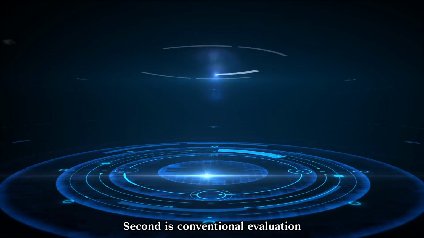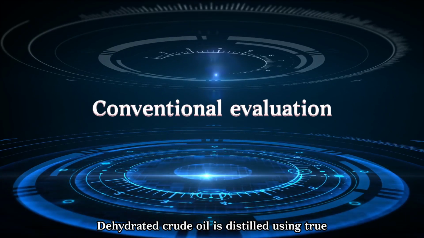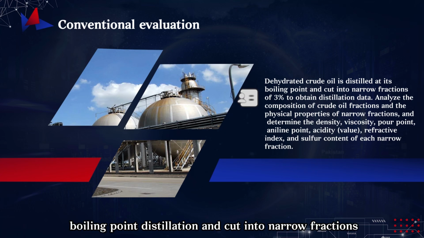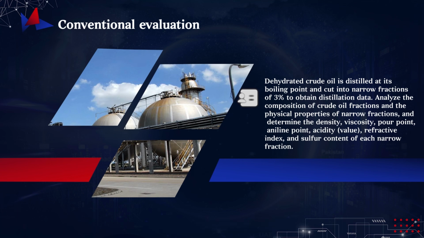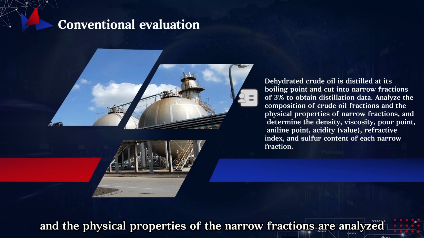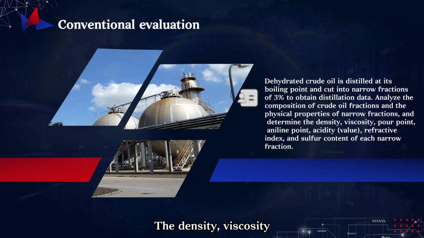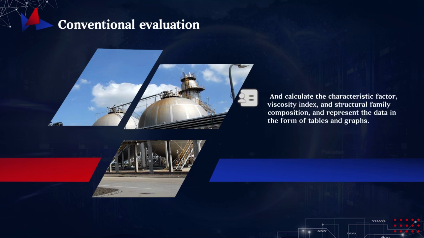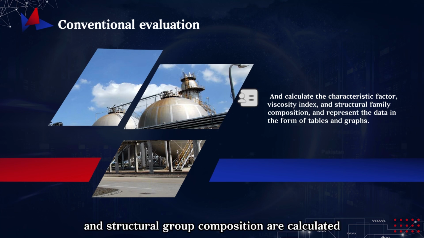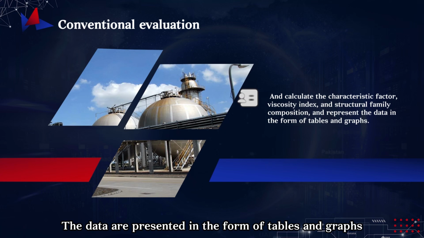Second is conventional evaluation. Dehydrated crude oil is distilled using true boiling point distillation and cut into narrow fractions, obtaining distillation data. The fractional composition of the crude oil and the physical properties of the narrow fractions are analyzed. The density, viscosity, pour point, aniline point, acidity, refractive index, sulfur content, etc. of each narrow fraction are measured, and the characterization factor, viscosity index, and structural group composition are calculated. The data are presented in the form of tables and graphs.